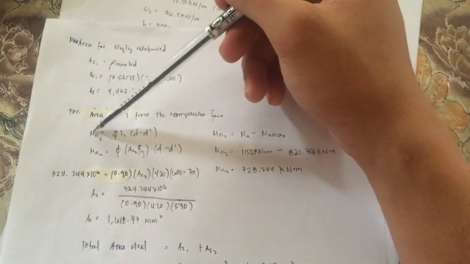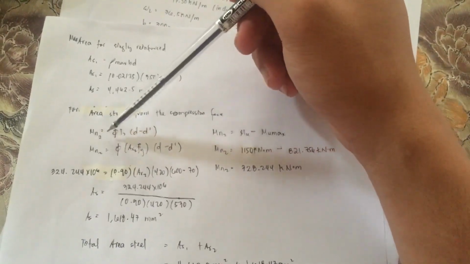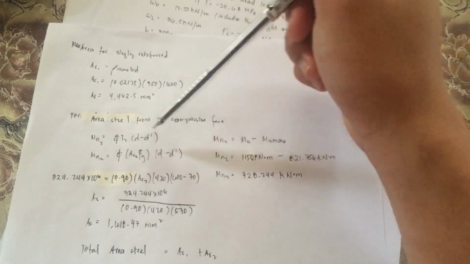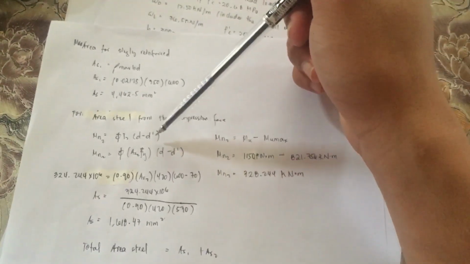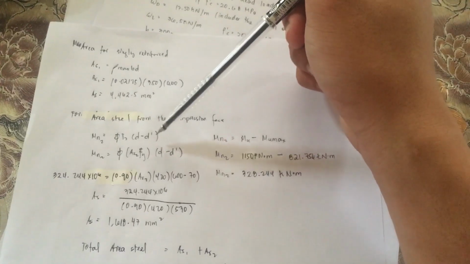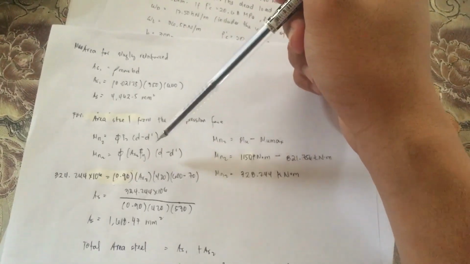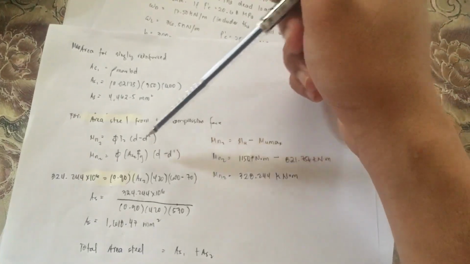And now, in order for you to determine the area of steel from the compression face, we have this formula. So moment is equal to phi times tension 2 times d minus d prime. Now, what is this d prime? d prime is actually the distance of the steel reinforcement from the extreme fiber of the concrete beam.